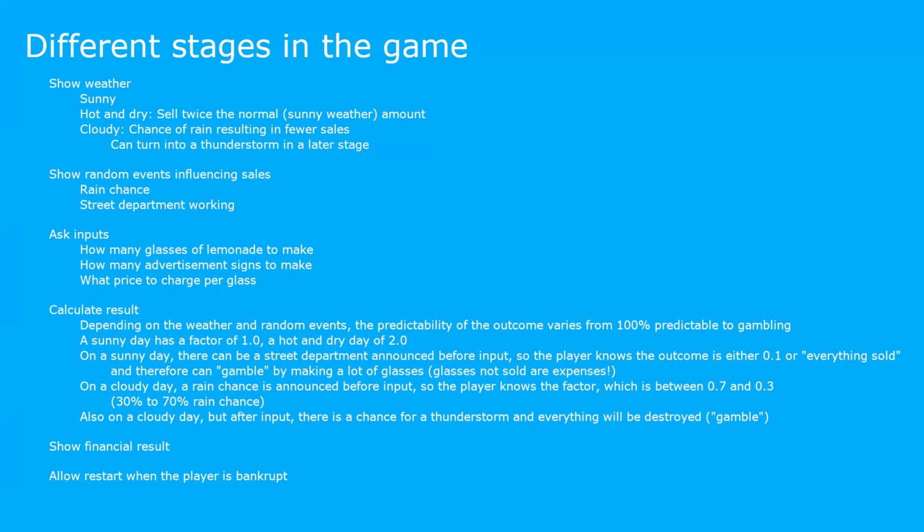First, the weather is shown to the player. Then random events might happen and the player is informed about them. After that, the player can make some decisions as in how much to produce, and then the business logic of the game calculates the result of the combination of the state and the player input. And finally, the result gets shown.